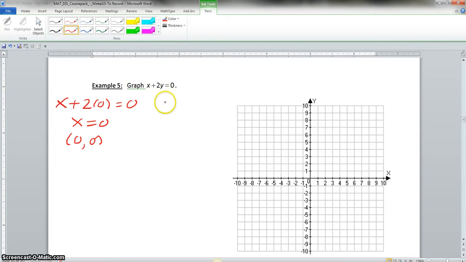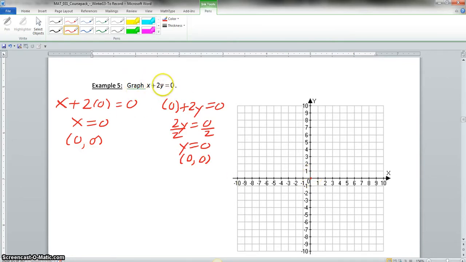Now we do the same thing for y. This time x would be 0. 0 plus 2y is 2y equals 0. Divide each side by 2 and y is equal to 0. Now this is going to have the same ordered pair of 0, 0. So we know we're going to need at least 2 more points, because the only point we have that we could graph so far is 0, 0.